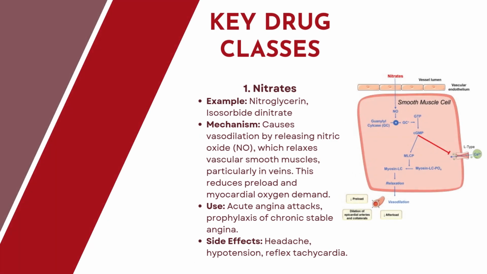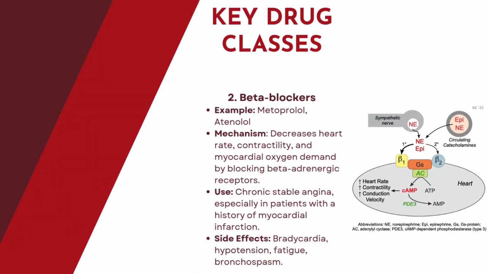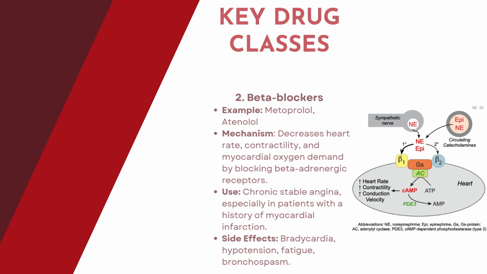Key drug classes to treat angina are: 1. Nitrates. Mechanism: causes vasodilation by releasing nitric oxide, NO, which relaxes vascular smooth muscles, particularly in veins. This reduces preload and myocardial oxygen demand. 2. Beta blockers. Mechanism: decreases heart rate, contractility, and myocardial oxygen demand by blocking beta-adrenergic receptors.